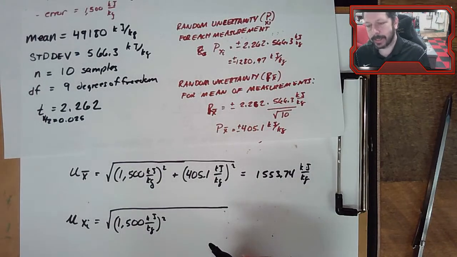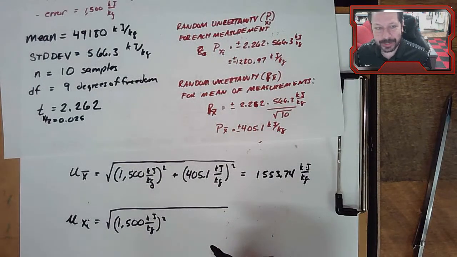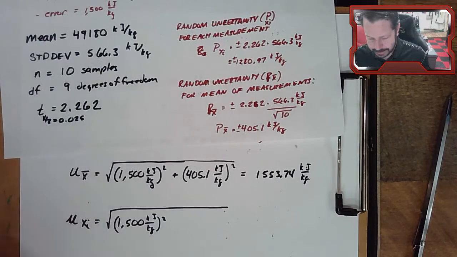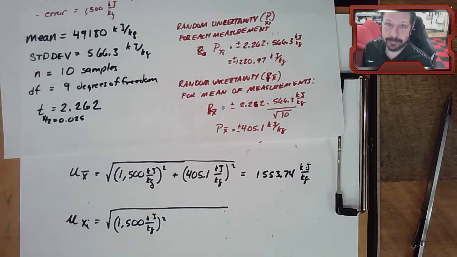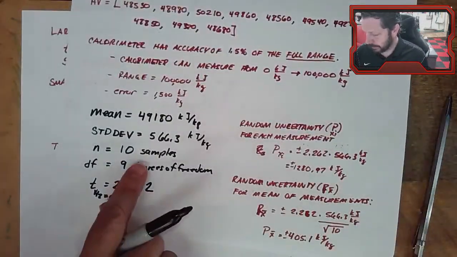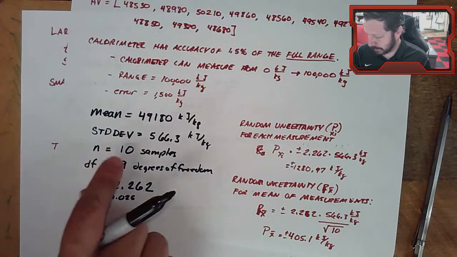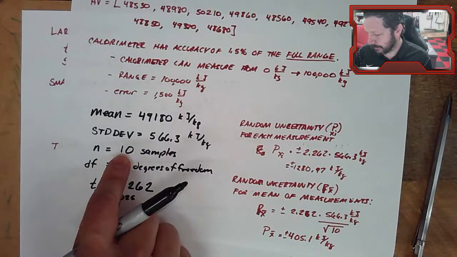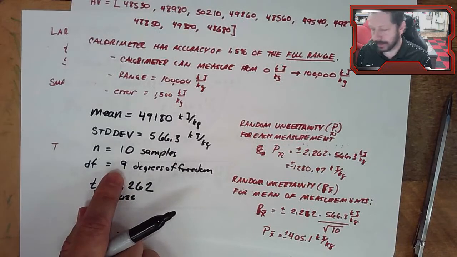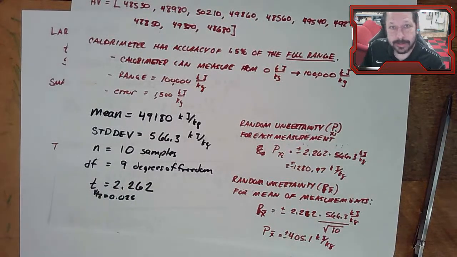Oh, there was a question, I don't know how long ago it was, but how do you get degrees of freedom? Degrees of freedom is just the number of samples minus 1. So right here, we'll come back to that in a second. Degrees of freedom is however many samples you take minus 1, and it's always that. There's no other way to calculate it.